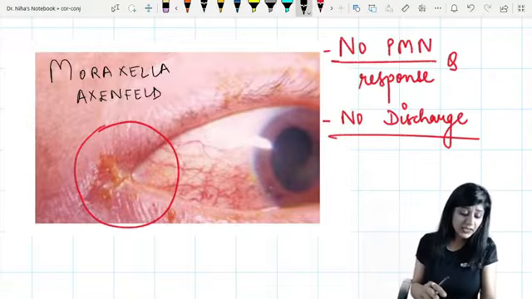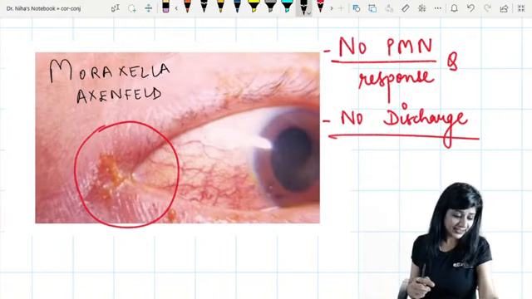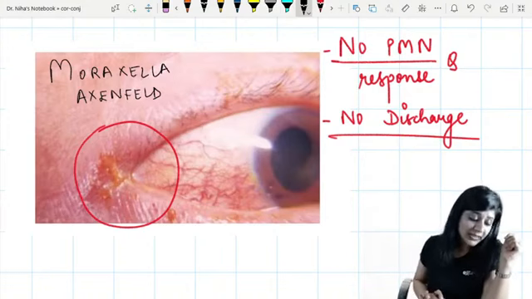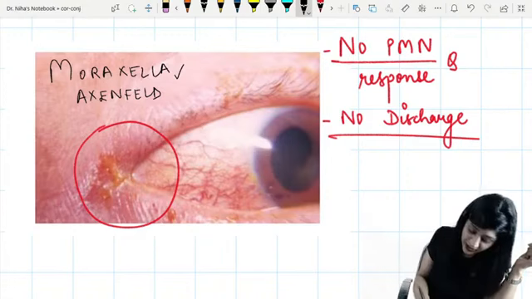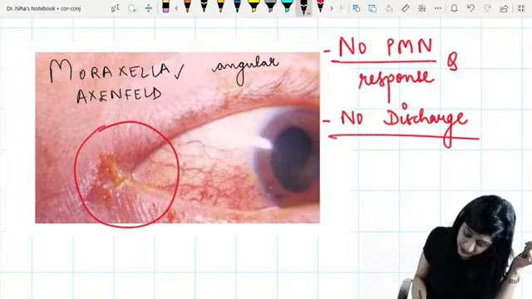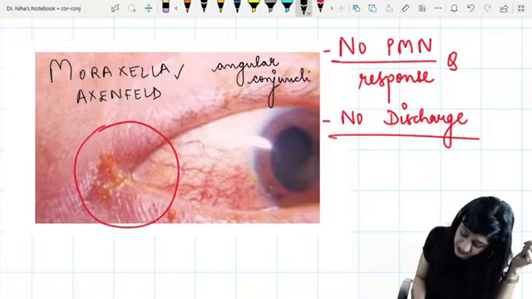Moraxella Axenfeld. Yes, very good. So all of you are correct. Moraxella Axenfeld is causing the angular conjunctivitis.